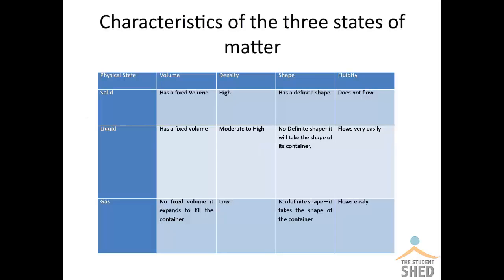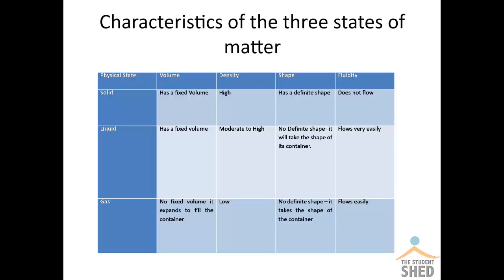Get this table here. We've got solids, liquids, and gases. If you can see on the table there, all solids have a fixed volume, they have a high density, they have a definite shape, and of course, because they're all held in a definite shape, they don't flow. I mean, you've got solid objects all around you. You can tap them, you can touch them, and you can feel them.